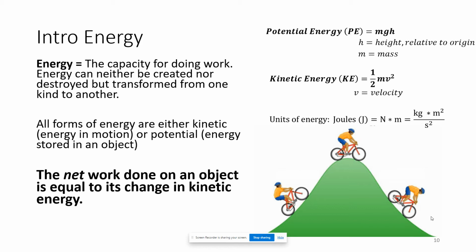There are some equations in the top right here. So potential energy, PE, is equal to mass times gravitational acceleration times height relative to the origin. And then our kinetic energy is going to equal 1/2 mass times velocity squared. Just a breakdown of the energy, the units of energy are the same as the units of work. So it's joules, it's newtons times meters, or kilograms times meters squared over seconds squared.